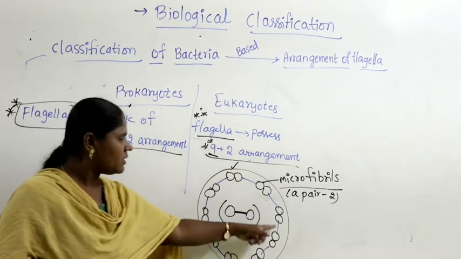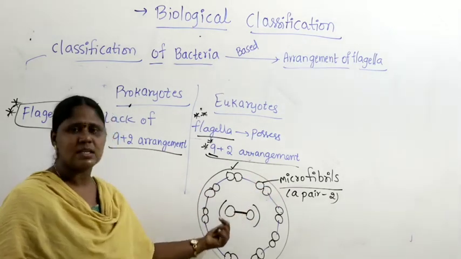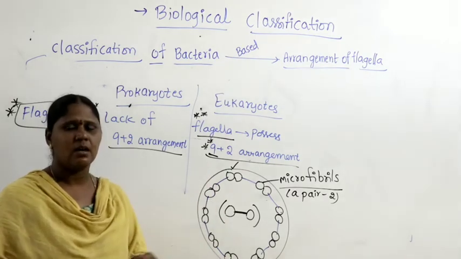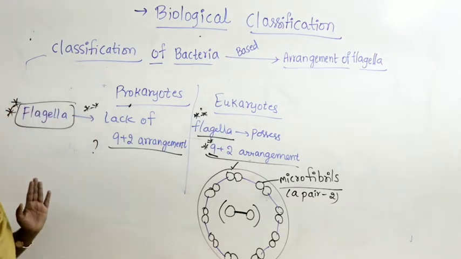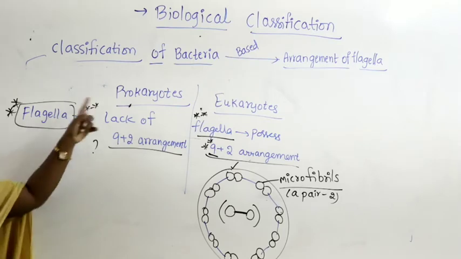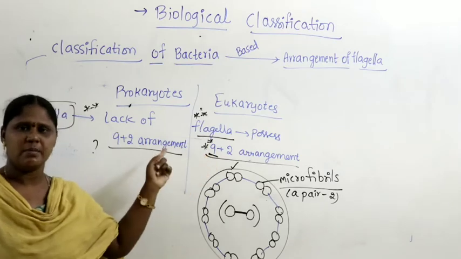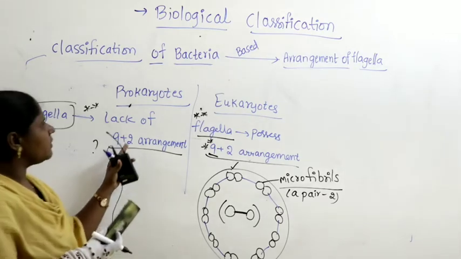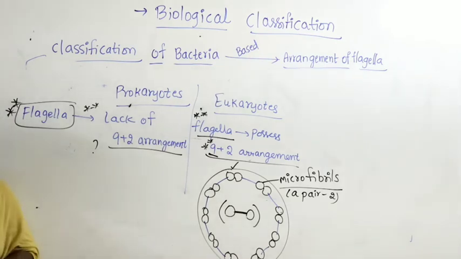The labeling part, what these bridges are, what these linkages are, what these microfibrils are, what is there in the center, the total labeling part, and the detailed study of flagella we will study once again very clearly in depth at the time of cytology in the next chapter. Okay, so this is a very important point. Prokaryotic flagella lack the 9+2 arrangement, and eukaryotic flagella possess the 9+2 arrangement. So wherever we find differences between prokaryotes and eukaryotes, you have to remember them very clearly.